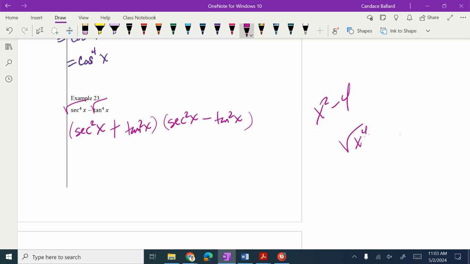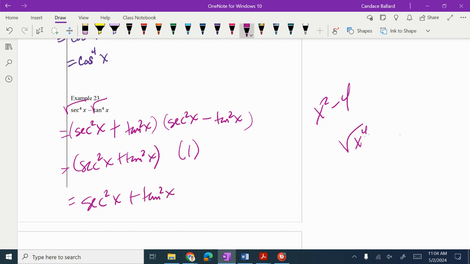The minus. Okay, so the minus is in the second row, the second column. It's in the exact middle of the sign. What am I allowed to replace this with? 1. And this first part, we can't replace it with anything, so that's as simple as it's going to get. I do 1 times that, and I just get the secant squared x plus the tangent squared x. Okay? Any questions on that one, on 23?